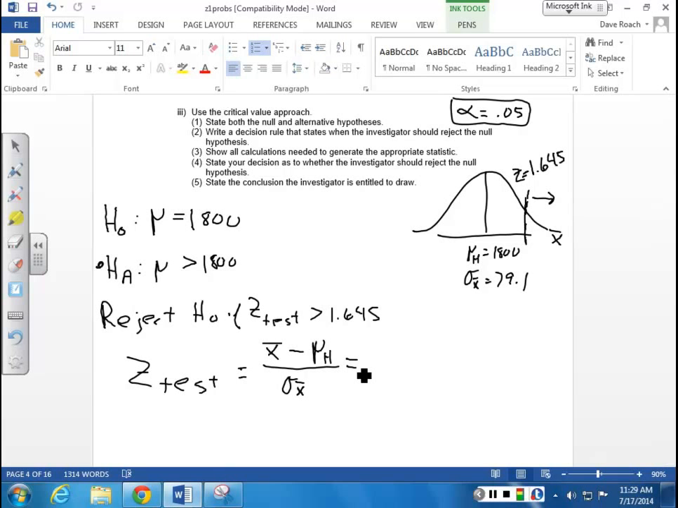So X bar was $19.50 minus 1,800 divided by 79.1. That's about 1.90. So remember, we're going to cut off at 1.645.